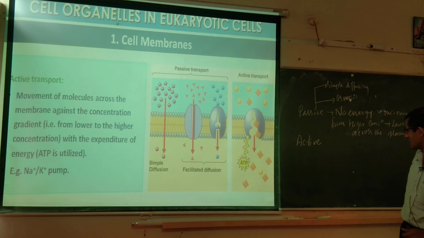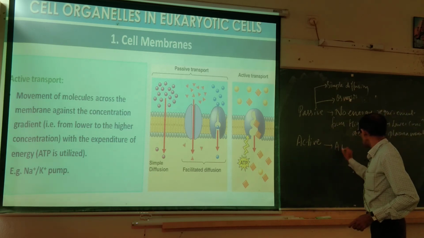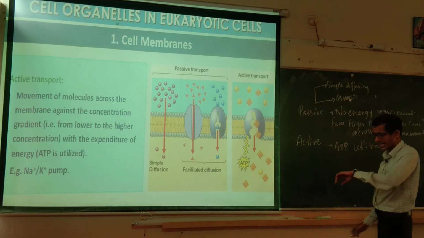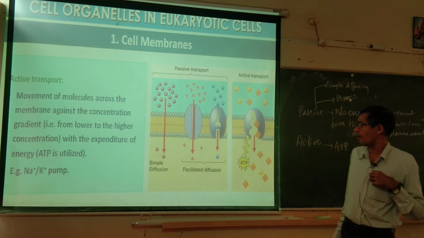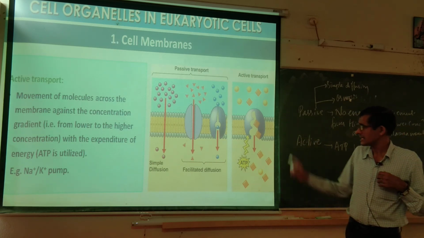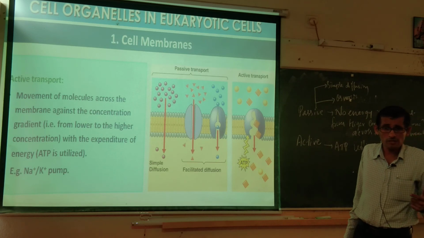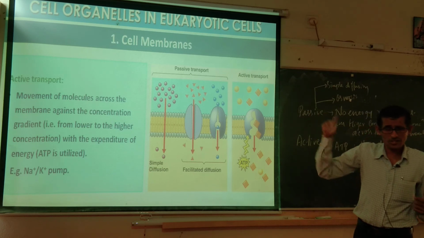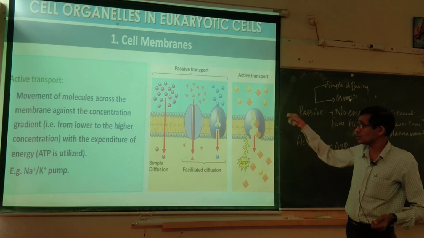Next is active transport. In active transport, ATP is utilized. ATP utilization is seen, which means expenditure of energy. So it is movement of molecules across the membrane against the concentration gradient. What does against the concentration gradient mean? Earlier I said according to the concentration gradient, higher concentration to lower concentration. Here it is not like that. Against, from lower to higher concentration.